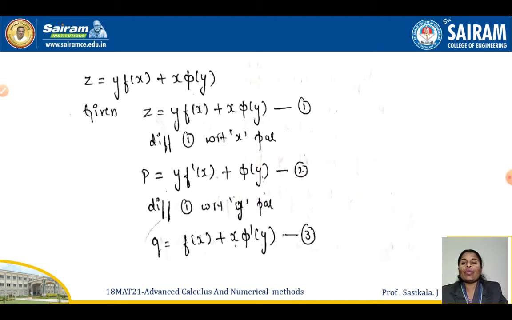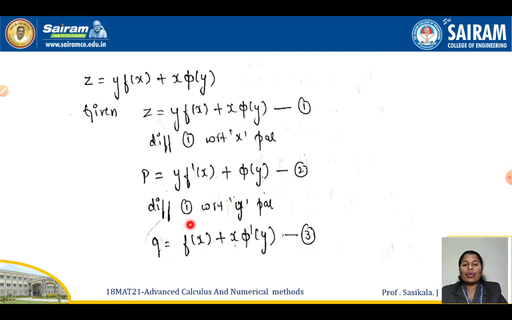Z is equal to y into f of x plus x into phi of y. The arbitrary functions here are f of x and phi of y. Z is equal to y into f of x plus x into phi of y, make it equation number 1. First step, what you have to do? Differentiate with respect to x. So p is equal to y into f dash of x plus, here x will be 1, phi of y alone you will get. Equation number 2 you can mark.